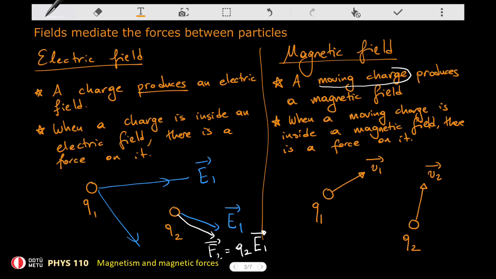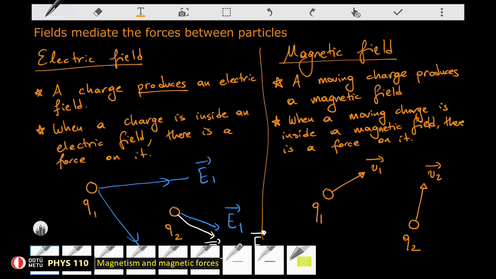A moving charge produces a magnetic field or modifies a magnetic field, right? A moving charge changes the magnetic field, and vice versa. A magnetic field applies a force on a moving charge. Okay, so again, the same two aspects.